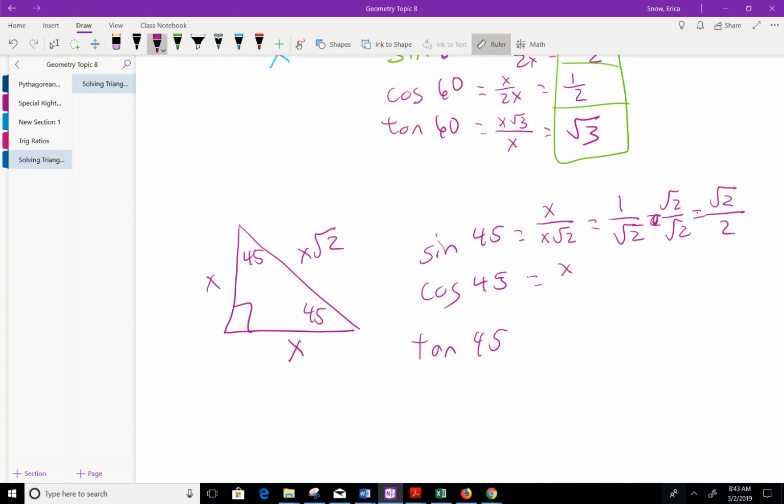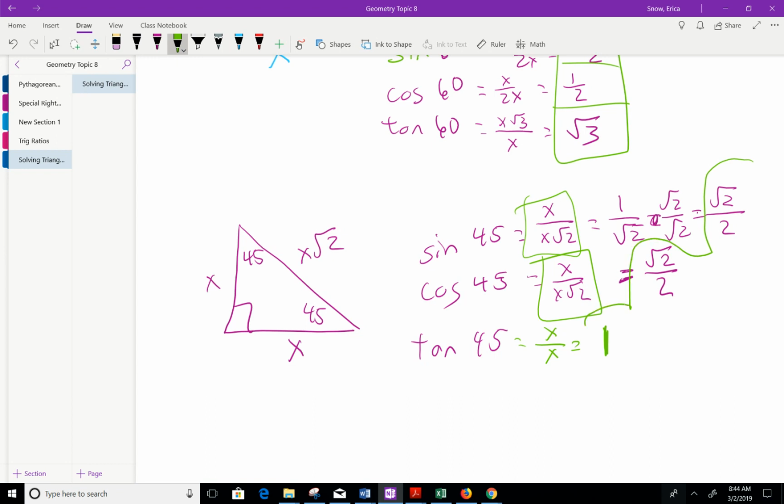Cosine, guys, x over x root 2, what do you notice? Sine and cosine are the exact same because this is an isosceles triangle. So the opposite and the adjacent are the same. So this one is also square root of 2 over 2. And then tangent throws us a lovely little curveball because it's just x over x, which is just 1. So tangent of 45 is just 1.